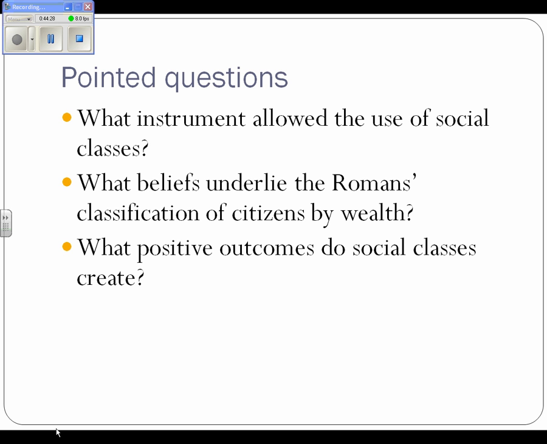I don't want to give you the impression that Rome's social classes were all about wealthy people telling poor people what to do. Okay? And that was, on occasion, a consequence of it, as we'll talk about with the secession of the plebs and so on. But if you are drawing up a blueprint of Roman society, what positive outcomes do social classes perhaps create?